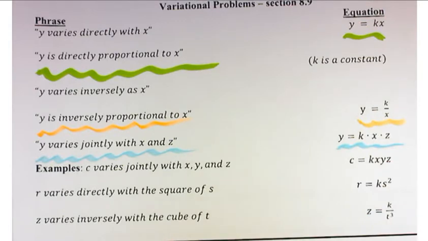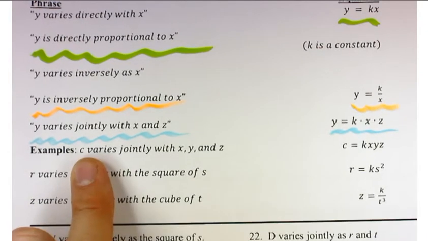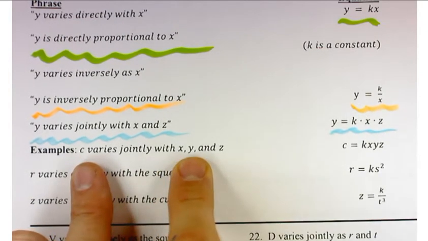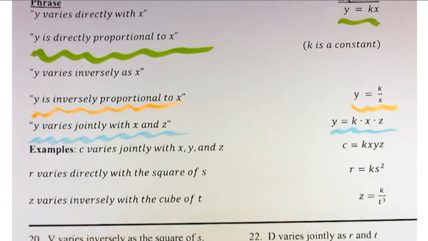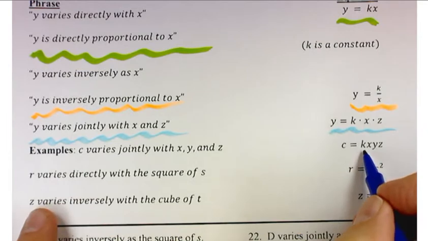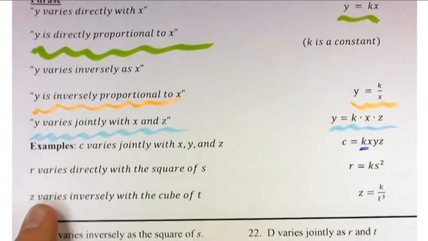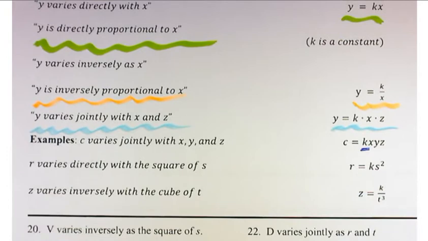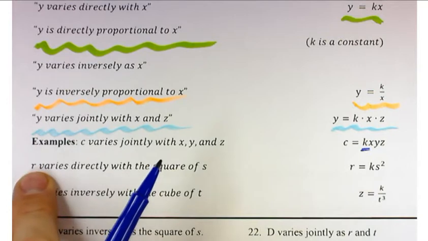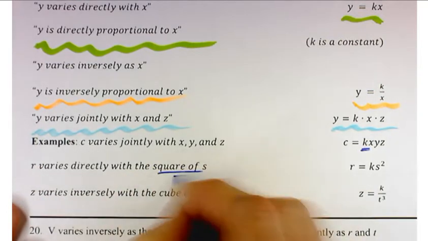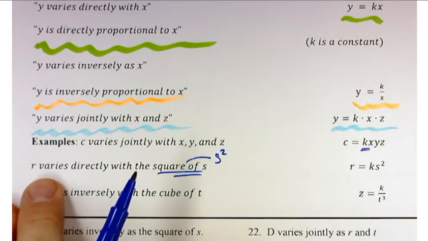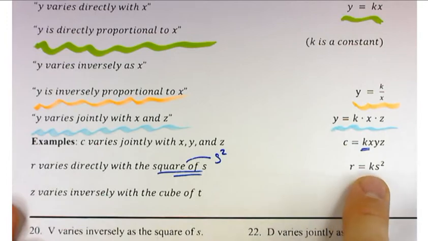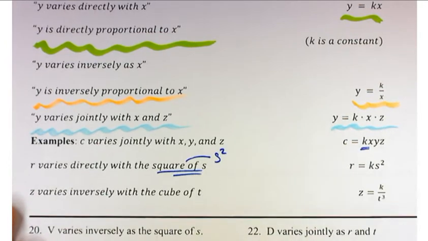So a couple quick examples. C varies jointly with x, y, and z. So C is going to be by itself on the left-hand side of your equation, and on the right-hand side, you're going to have the product of x, y, and z and just one constant. All these problems are going to get just one constant. R varies directly with the square of s. Well, the square of s can be written as s squared. If it varies directly, then it's just going to be k times that. So k times s squared.